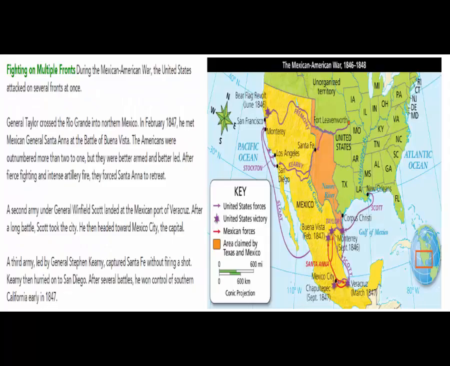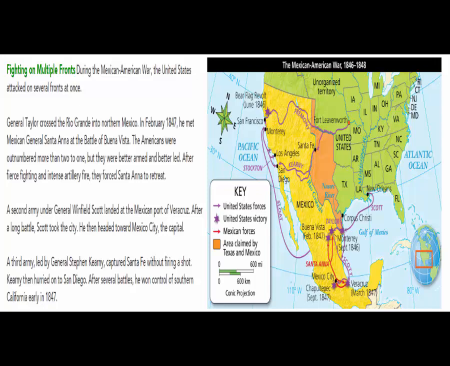Fighting on multiple fronts. During the Mexican-American War, the United States attacked on several fronts at once. General Taylor crossed the Rio Grande into northern Mexico. In February 1847, he met Mexican General Santa Anna at the Battle of Buena Vista. The Americans were outnumbered more than 2-1, but they were better armed and better led. After fierce fighting and intense artillery fire, they forced Santa Anna to retreat. A second army under General Winfield Scott landed at the Mexican port of Veracruz. After a long battle, Scott took the city. He then headed toward Mexico City, the capital.